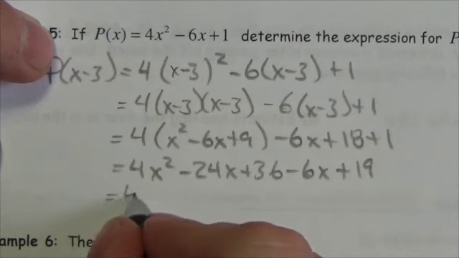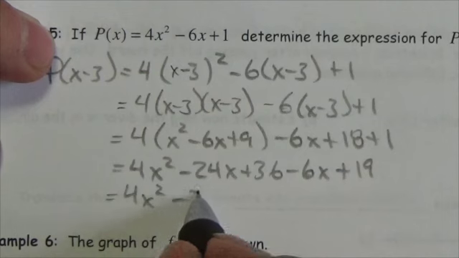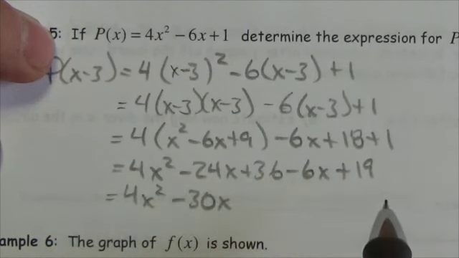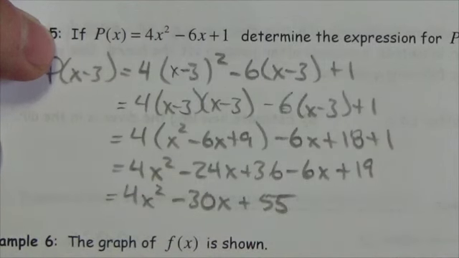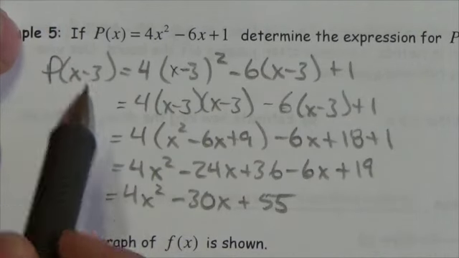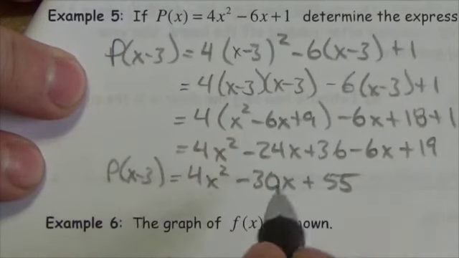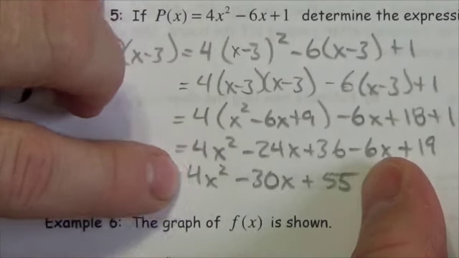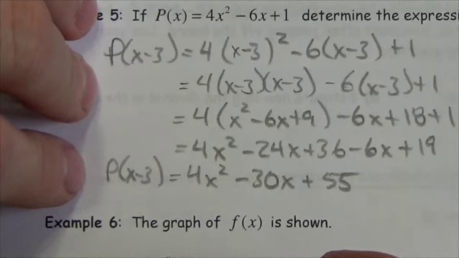And now putting together those terms here, 4x squared, we've got minus 24x minus 6x, those will be minus 30x. And then I've got 36 plus 19, that's going to be 55. So 4x squared minus 30x plus 55. That's what you get with p of x minus 3. Now, this is what p looks like when x minus 3 is the independent variable.